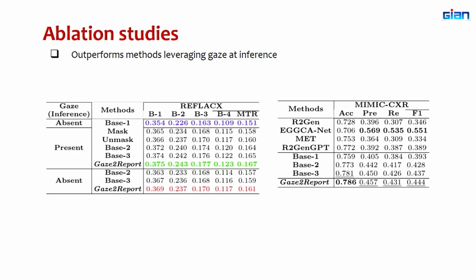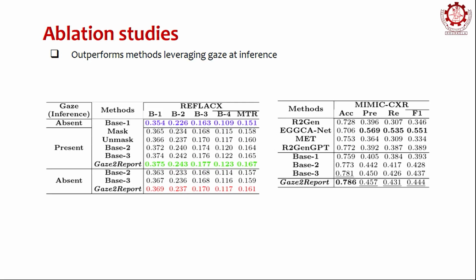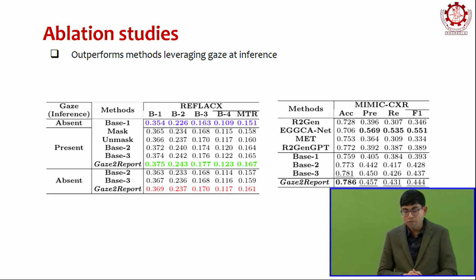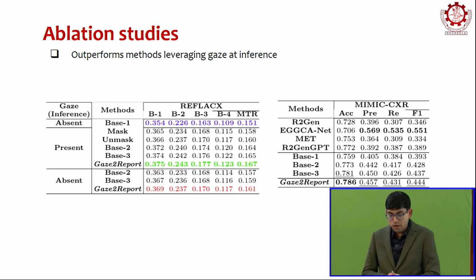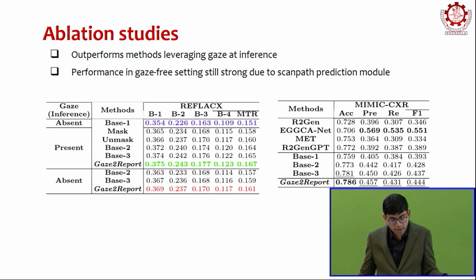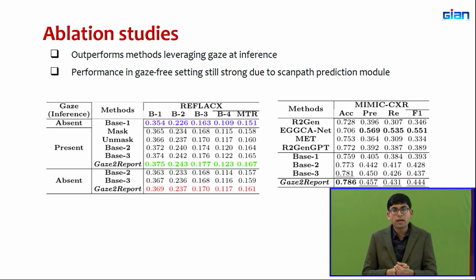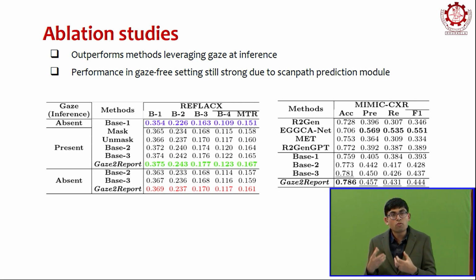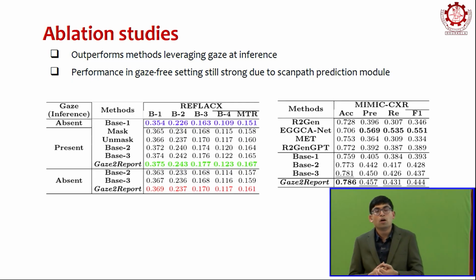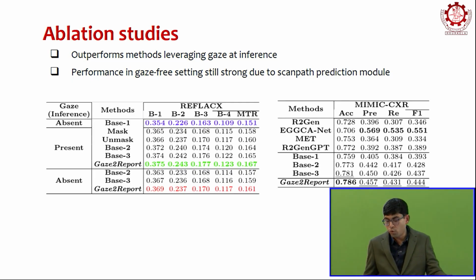Okay, so we did a few ablation studies. The takeaway from the first ablation study was that our model outperforms methods that leverage gaze at inference, and that the performance in the gaze-free setting is still strong due to the scan path prediction module. So even though we do not have gaze in the inference stage, because we have this scan path prediction module, this module helps us predict or generate the reports in a better manner.